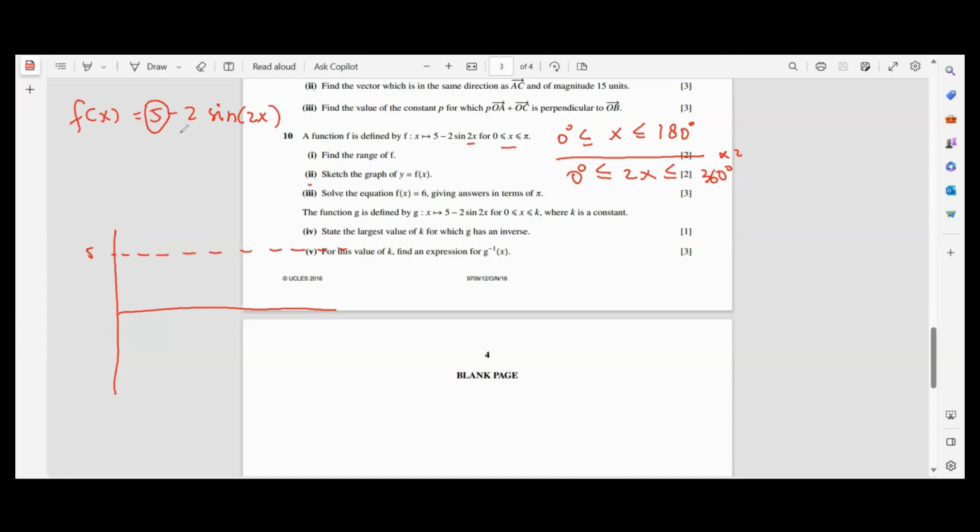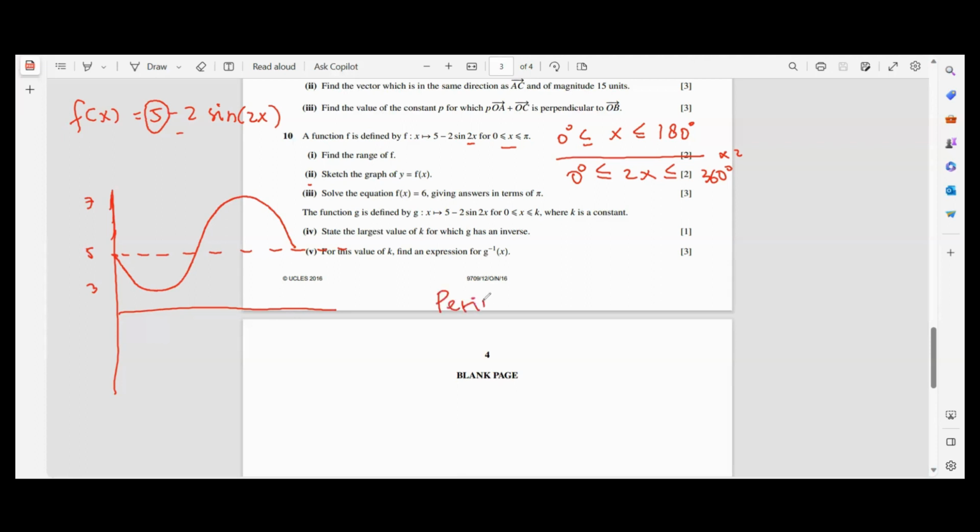And then we have the amplitude, it is minus 2. So the top should be 7, and the bottom should be only 3. Because the amplitude is negative, I think the sketch will be like this: go down first and then go up. And we have to check the period.